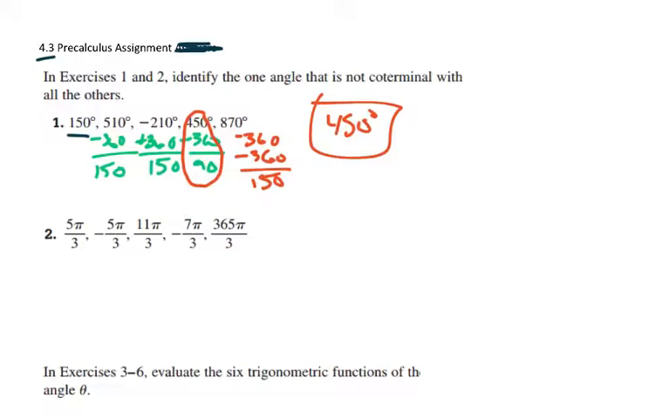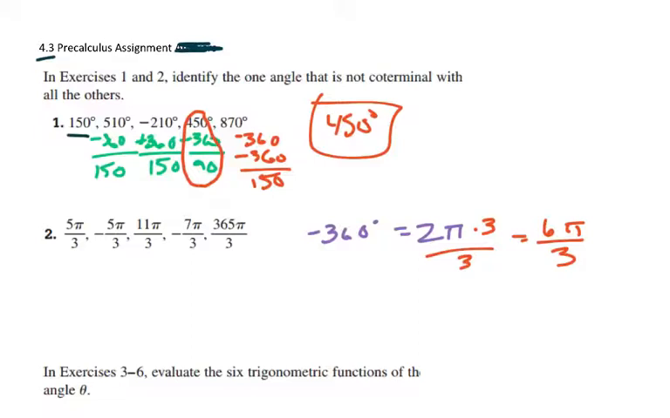Same thing is happening in number 2 here. We'll just do it with radians. So basically this is over 3, and if we're going to subtract 360 in the way that we did on the previous one, we have to remember that in radians 360 is 2 pi. Since we need a denominator of 3, if we multiply 2 pi by 3 on the top and bottom, we have 6 pi over 3. So that is the piece that we're going to add and subtract to each of these in order to get something within the unit circle.